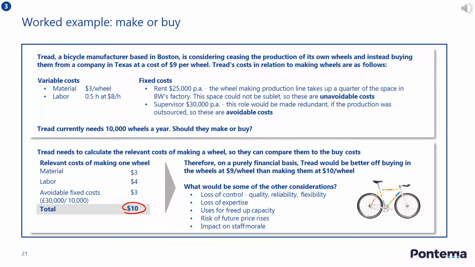Turning our attention to a make or buy decision, take some time to read the slide example for a bicycle manufacturer considering ceasing the production of its own wheels and instead buying them from outside. By identifying the relevant costs of making one wheel on a purely financial basis, Tread would be better off buying in the wheels at $9 per wheel than making them at $10 per wheel. However, Tread should also consider other factors in its decision-making, such as the loss of control by outsourcing, the loss of expertise from within the organization, and the potentially negative impact on staff morale.